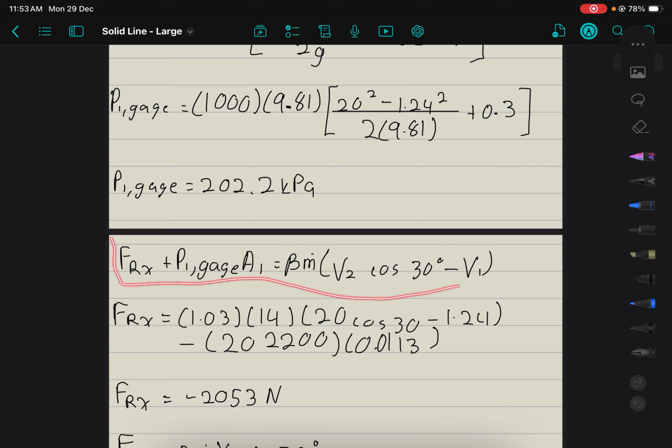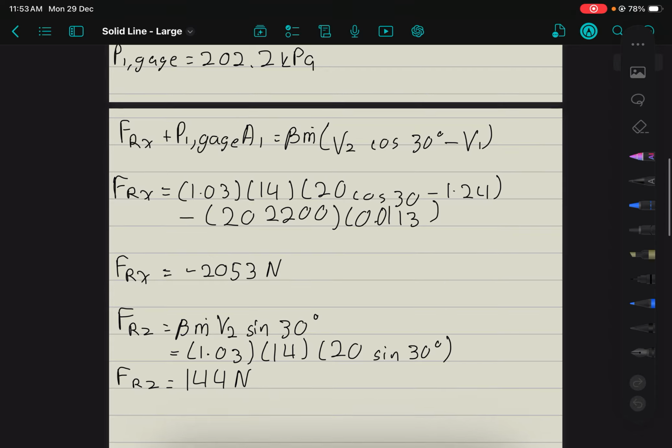From the x direction, this is the equation. Then assume that 1.03 times 14 times (20 cos 30 minus 1.24) minus P1 gauge times area 1, which is 202.2 kilopascal times 0.0113 from the area, and we get the answer negative 2053 Newton. The negative sign indicates the force acts in the negative x direction.